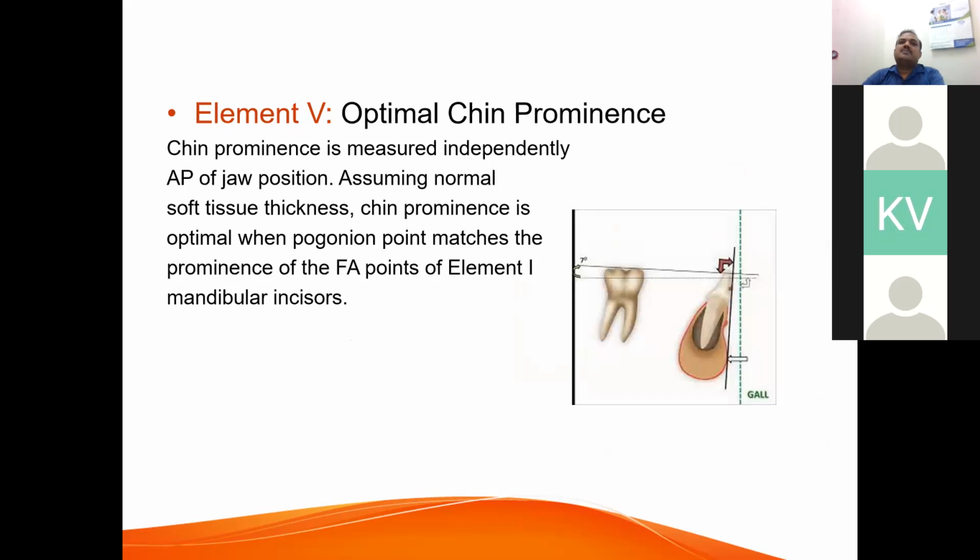Element 5 is the optimal chin prominence. The chin prominence is measured independently of the anterior-posterior jaw position. Here the FA point falls on the pogonion. If the incisor is positioned in the element 1 relationship, the pogonion and the FA point of the incisor should be in the line, for an ideal chin prominence.